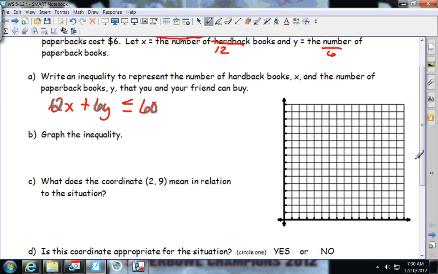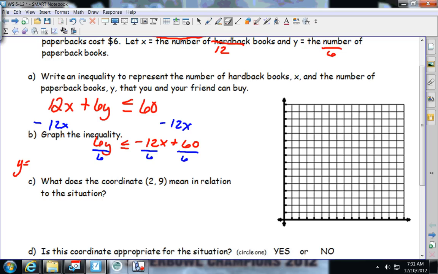It says to graph it. Well, we need to solve for Y. We need to put it in slope-intercept form. So if I go through and do that, I'm going to subtract 12X from each side. I get 6Y less than or equal to negative 12X plus 60. Divide by 6. Y is less than or equal to negative 2X plus 10.